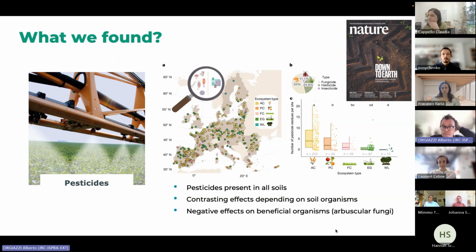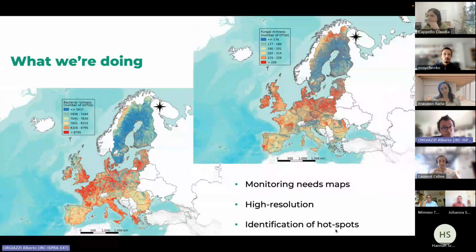But what we found, back to the functional aspect, is that some of the beneficial organisms like arbuscular fungi, which are symbiotic fungi that help plants grow, are negatively affected by the presence of pesticides. So once again, the importance not just to focus on taxonomy, but also on the functional aspect. That is what we have done so far.